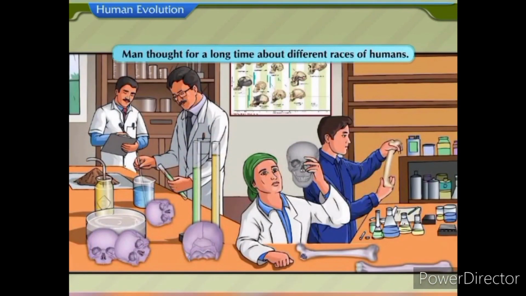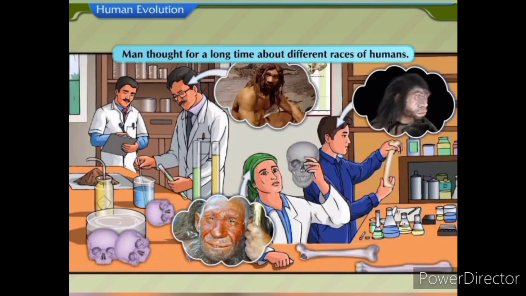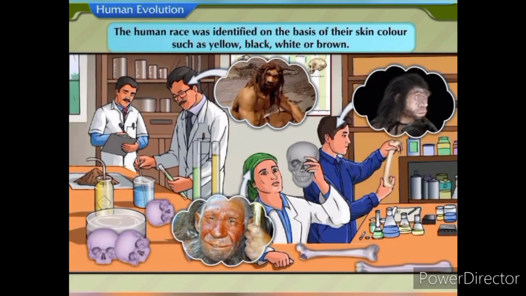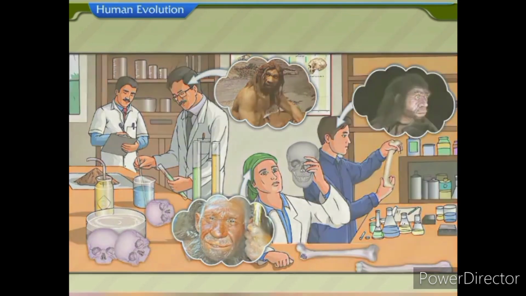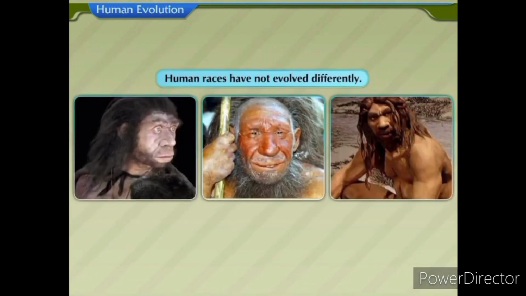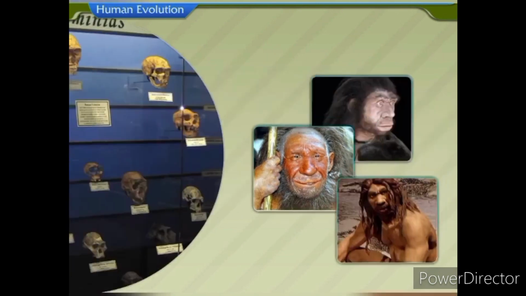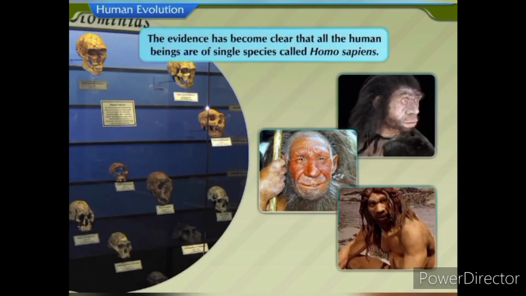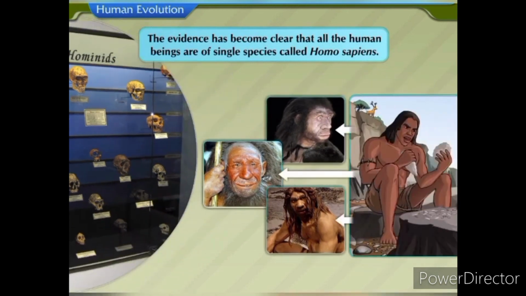Man thought for a long time about different races of human. The human race was identified in the commonest way by their skin color, such as yellow, black, white, or brown. It is now known that the human races have not evolved differently. In recent years, the evidence has become very clear that all the human beings are of a single species called Homo sapiens.